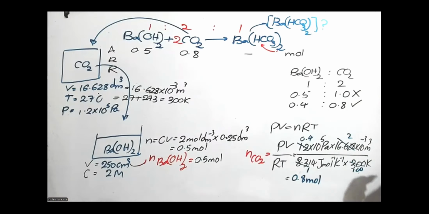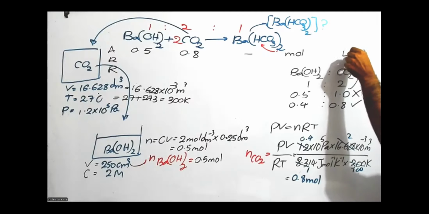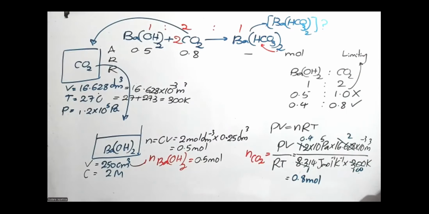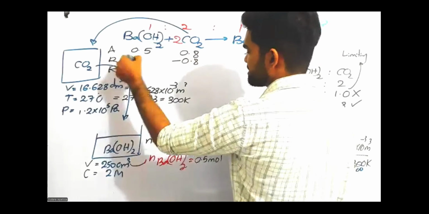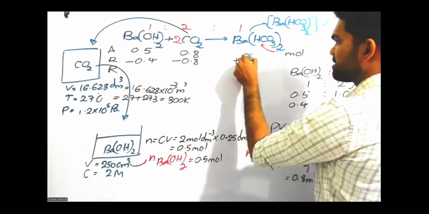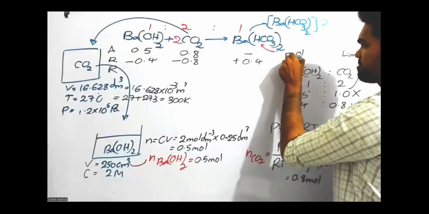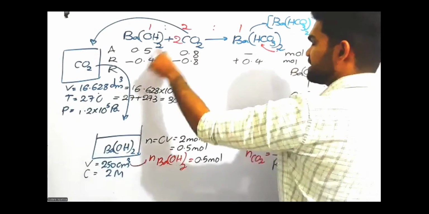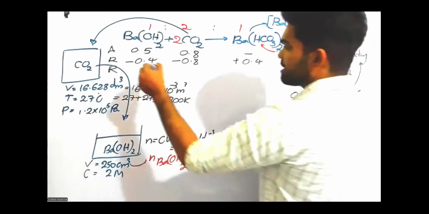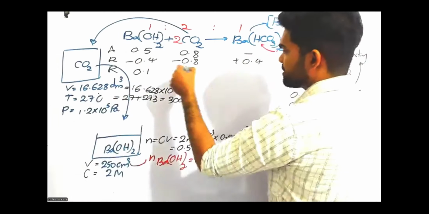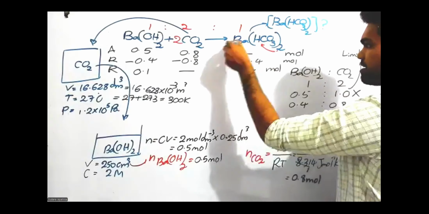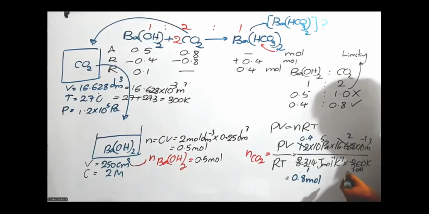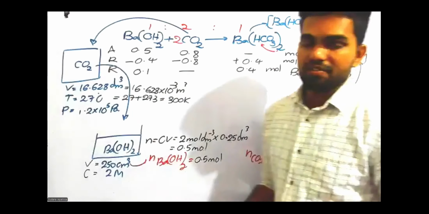Okay, so then you can understand CO2 is the limiting reactant, and barium hydroxide will be the excess reactant. So this whole 0.8 will react, and with this 0.4 will react, and here 0.4 moles will be formed, because if one reacted, one will be formed. The remaining will be 0.1 of barium hydroxide, and nothing will be remaining from here, and 0.4 moles of barium bicarbonate is formed.